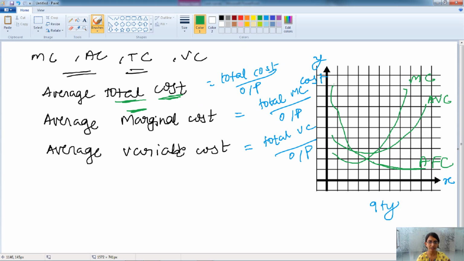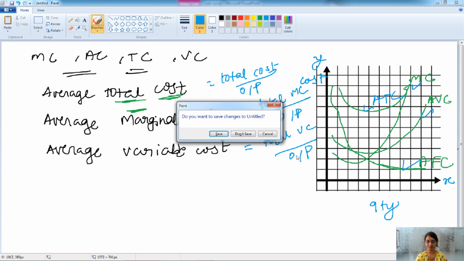And the average total cost curve is here, because it is higher than all these costs. So this is our average total cost curve. So this is MC, ATC, AVC and AFC. We have understood this with the help of the graphical representation.